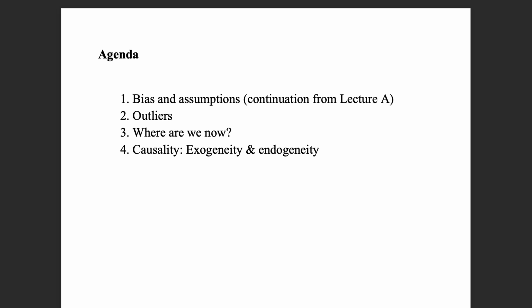So I'm going to pick up where I left off in the A lecture. I'm not going to start with the normal recap of where we are, we're just going to continue straight on. So we're going to discuss bias and assumptions further. We're going to specifically also discuss the role of outliers in potentially biasing your findings and how you can find these outliers.